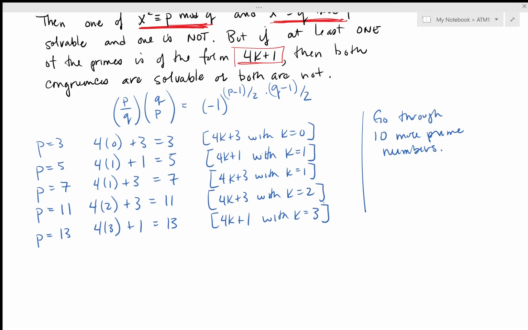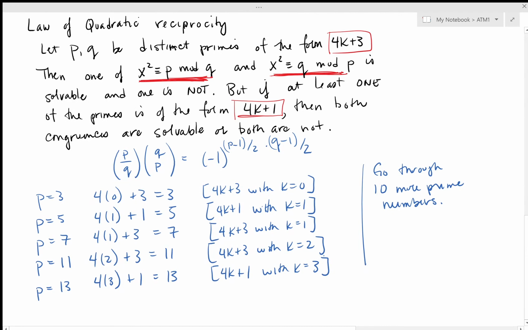Okay, so that is what is referred to up here in the law of quadratic reciprocity. If P and Q are distinct, that means different, primes of the form 4k plus 3, so that in our example down here would be this one, or this one. That's 4k plus 3. And then if I can solve x squared congruent to P mod Q, then I will not be able to solve x squared congruent to Q mod P.